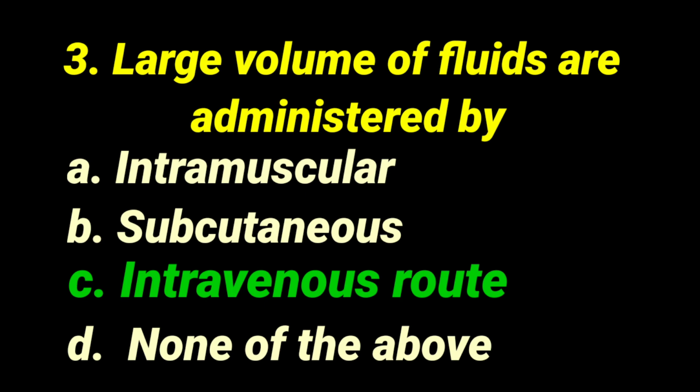Intramuscular means the drugs will be injected into the muscles. Subcutaneous means under the skin, for example insulin injection. Intramuscular injection, for example diclofenac. Intravenous injection, for example sodium chloride injection, dextrose injection. So it will be administered as a large volume. That is, the answer is IV.